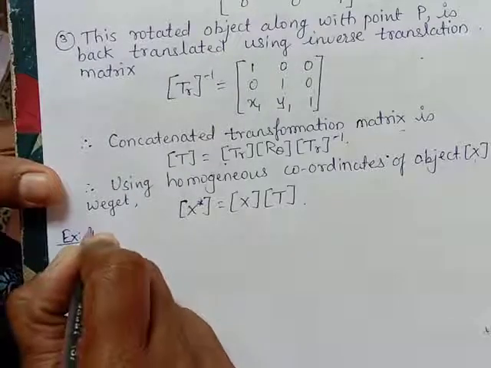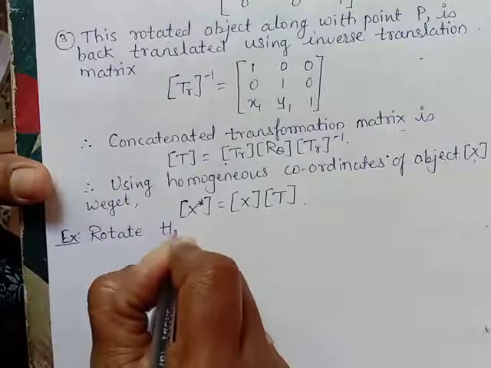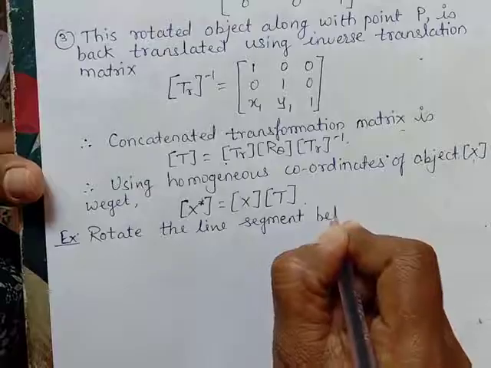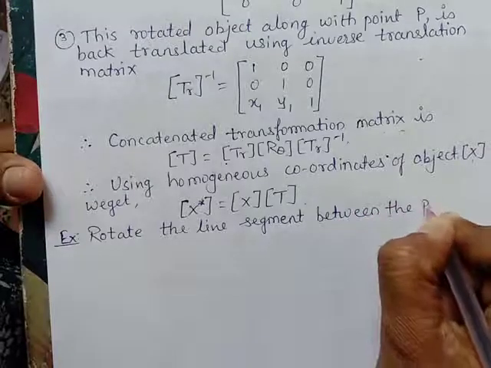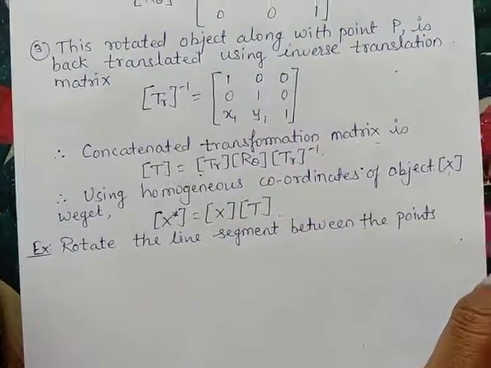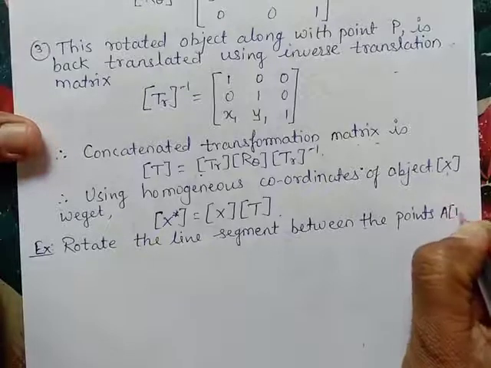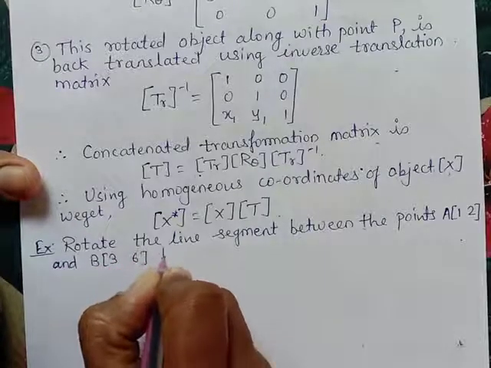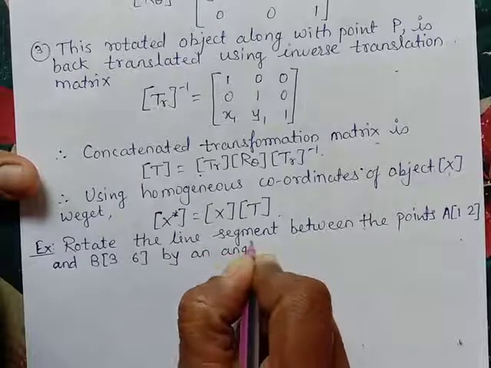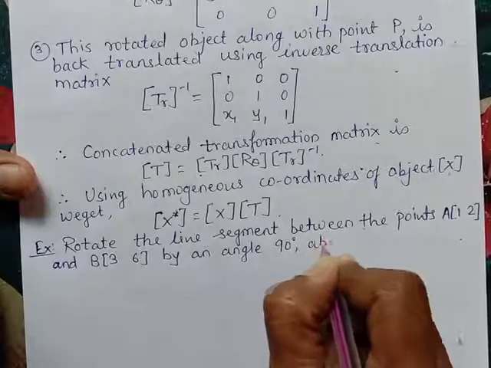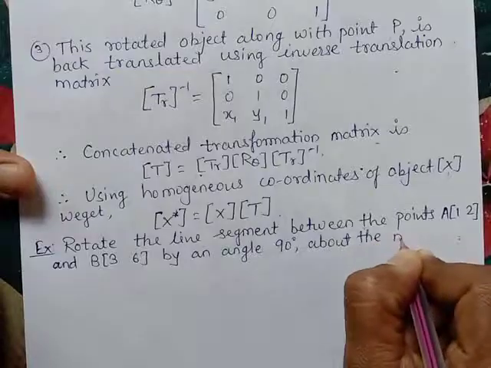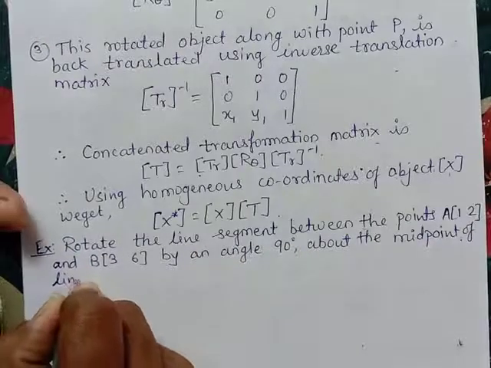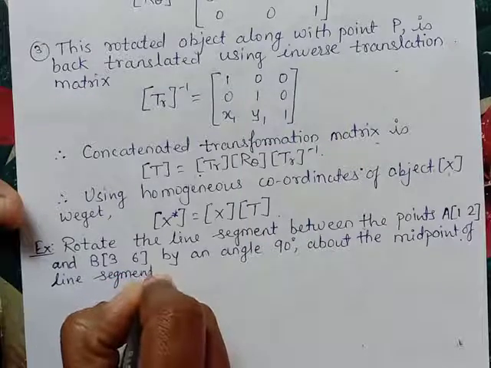Example: rotate the line segment between the points A(1, 2) and B(3, 6) by an angle 90 degrees about the midpoint of line segment AB.